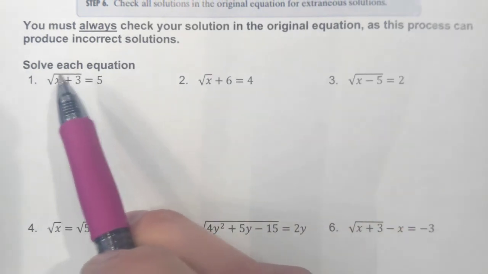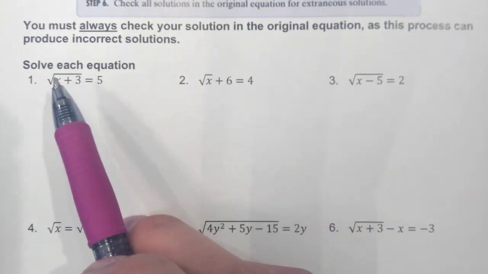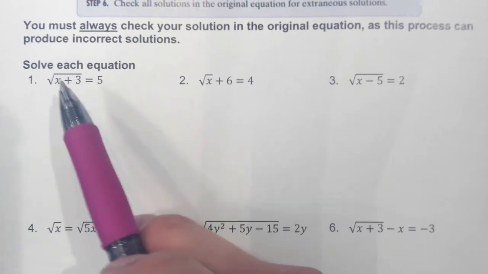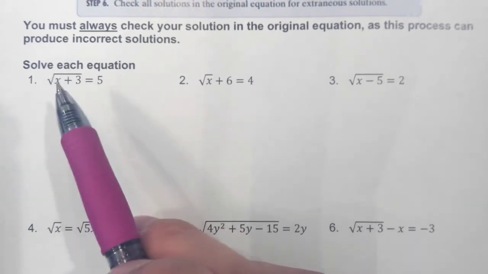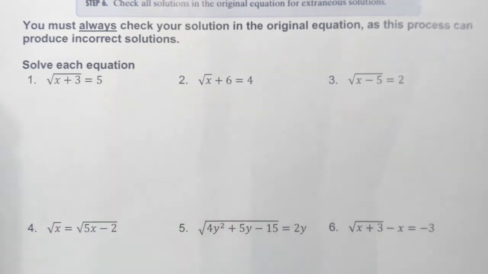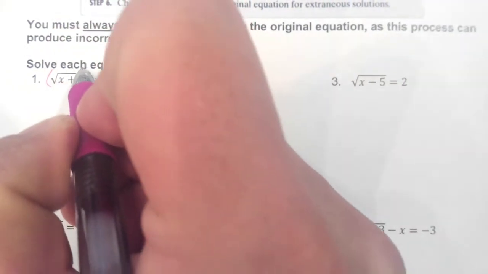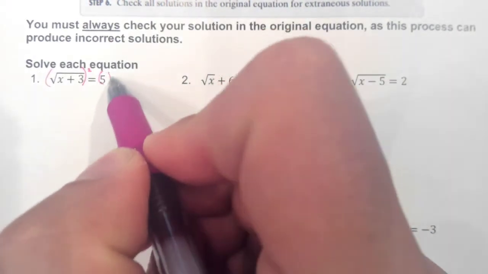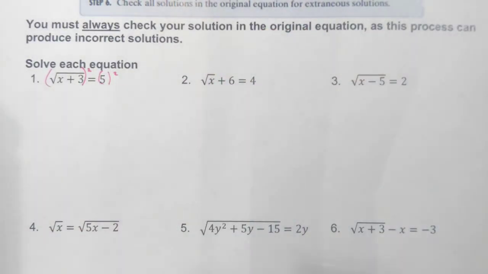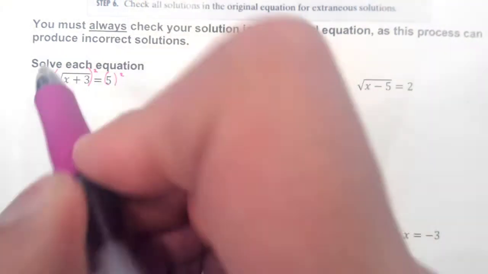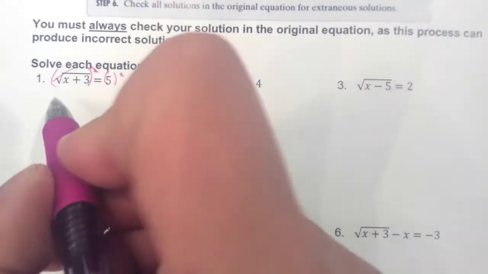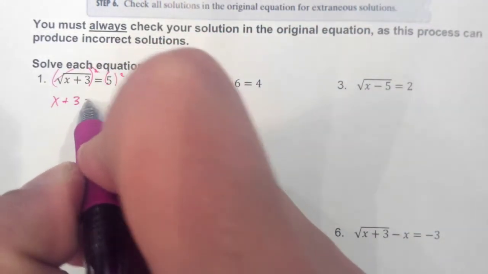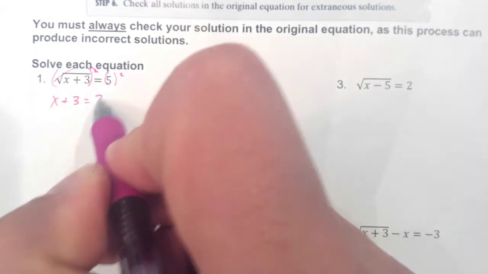So if we look at number one, the radical is already isolated. Notice the square root is by itself on the left side of the equation. So that's the goal. Once you have that, you square both sides of the equation. If you square one side, you have to square the second side. Remember, squares and square roots are opposites. They would cancel each other out, leaving you with x plus 3 equals 5 squared, which is 25.